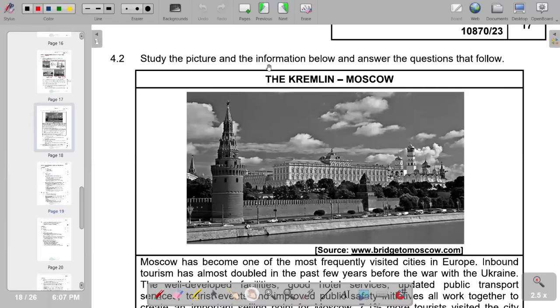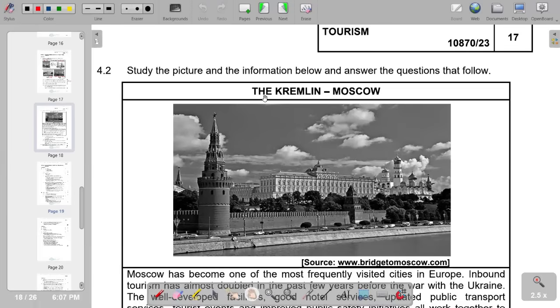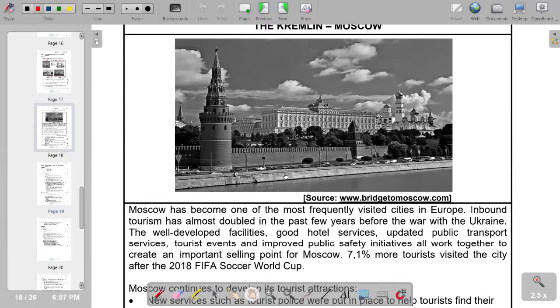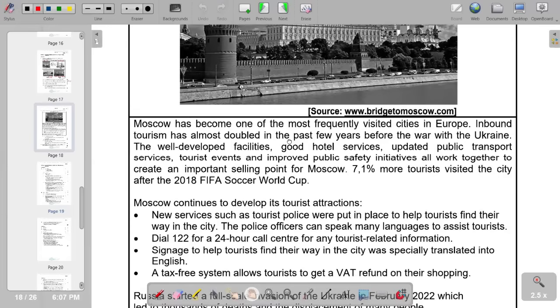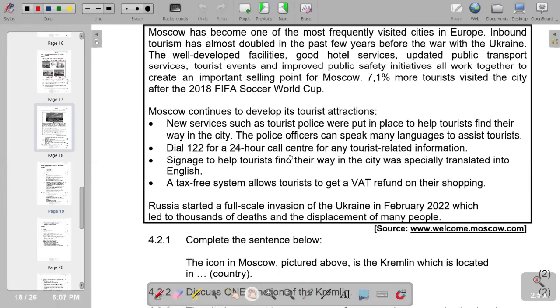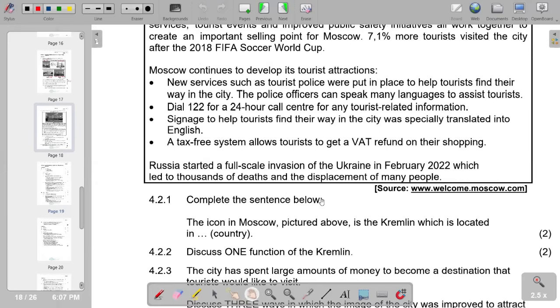Study the picture and the information below. Answer the questions that follow. We are given the picture of the Kremlin in Moscow. Information is also given according to the picture. And then our first question is, complete the sentence below. The icon in Moscow pictured above is the Kremlin, which is located in this country. Of course, we know that Moscow is in Russia.